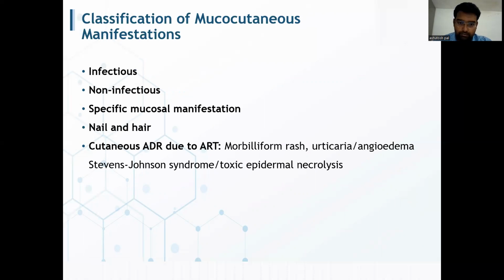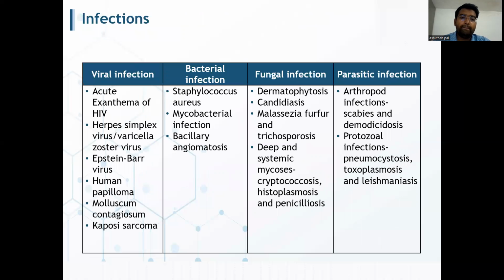or cutaneous adverse drug reactions due to antiretroviral therapy, such as morbilliform rash, urticaria, angioedema, Stevens-Johnson syndrome, or even toxic epidermal necrolysis. These are the viral, bacterial, fungal, and parasitic infections present in mucocutaneous manifestations. Some of them are acute exanthema of HIV, herpes simplex, Epstein-Barr virus, HPV, molluscum, and Kaposi sarcoma.